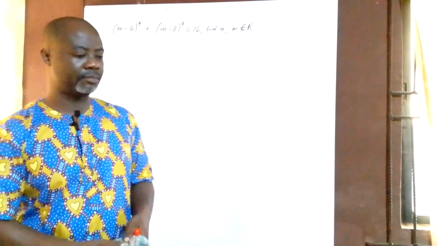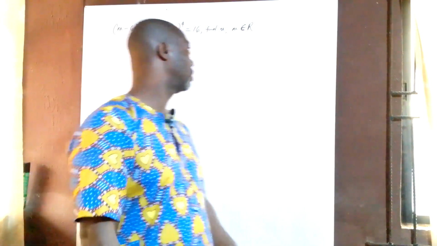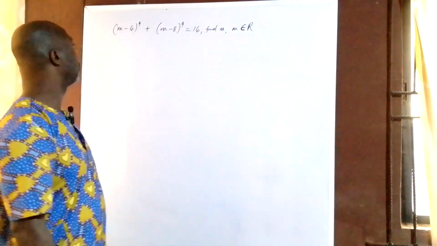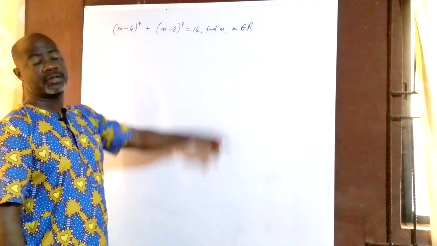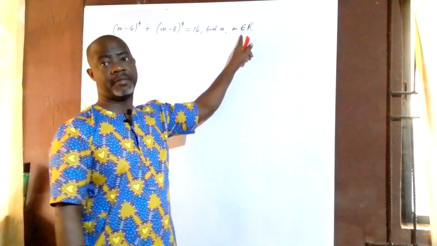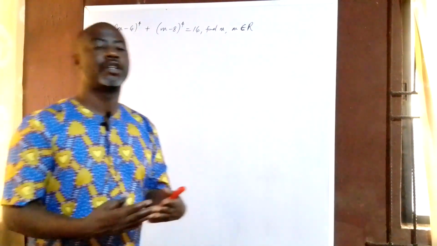Today we have this question on the board: (m − 6)^4 + (m − 8)^4 = 16. Find m given that m is a real number.